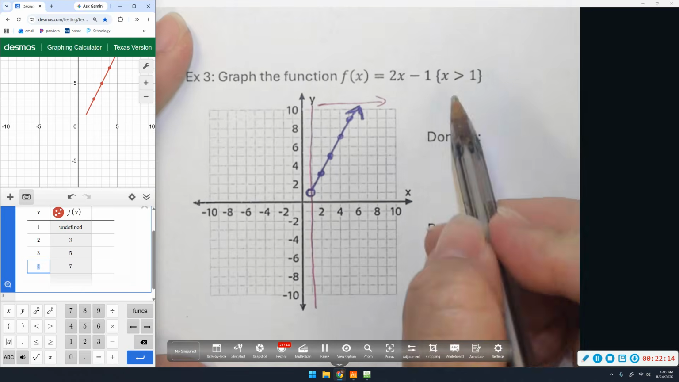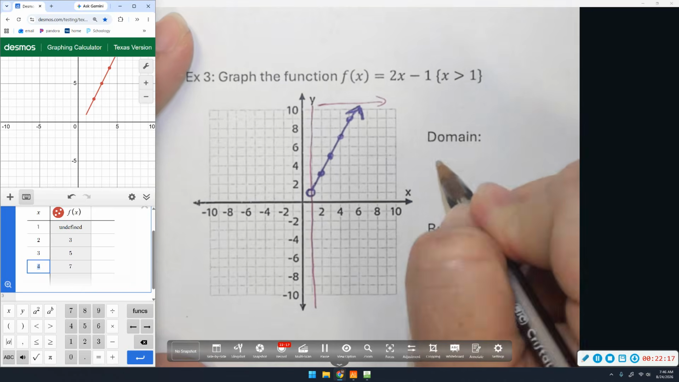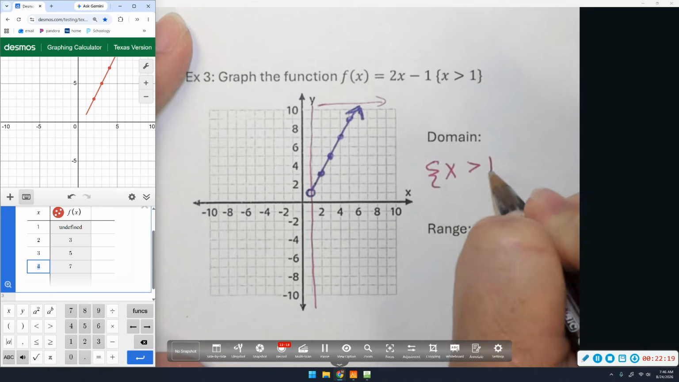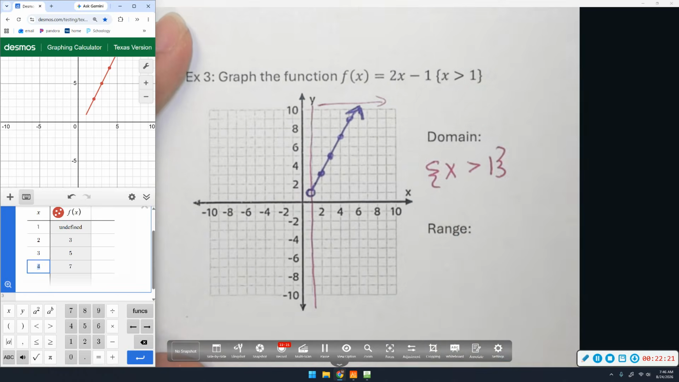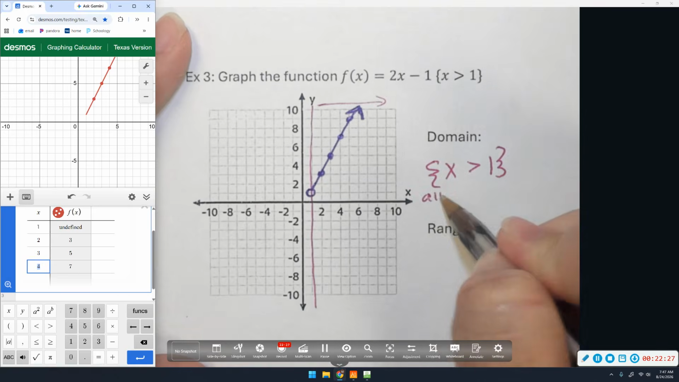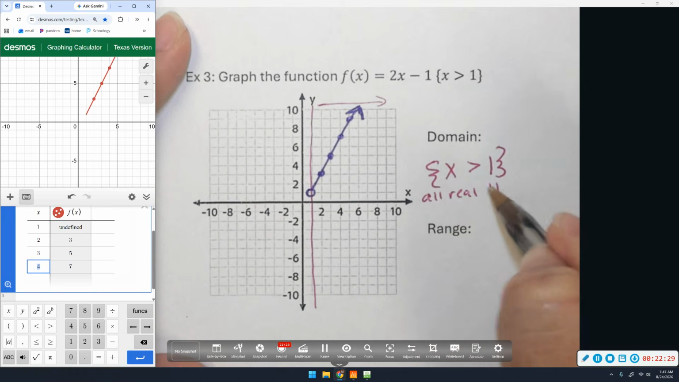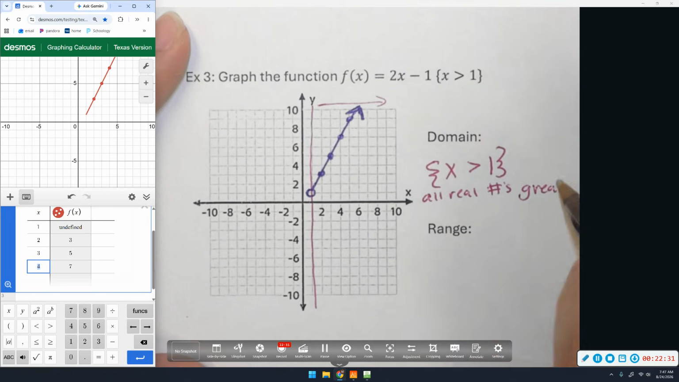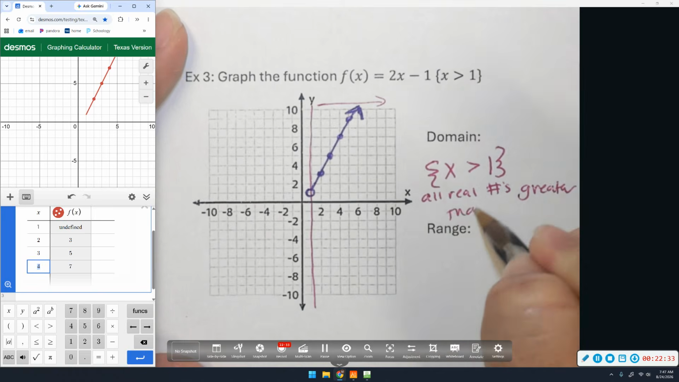Well, the nice thing is it gave us our domain. So we know x is greater than 1. And we also like this one because when it comes to words, we only have one boundary. So if I read this, it's going to be all real numbers greater than 1.